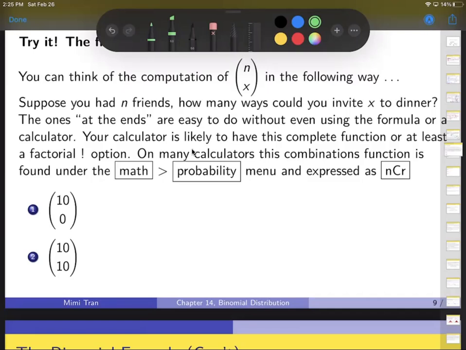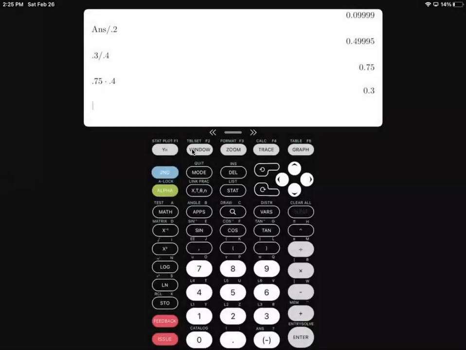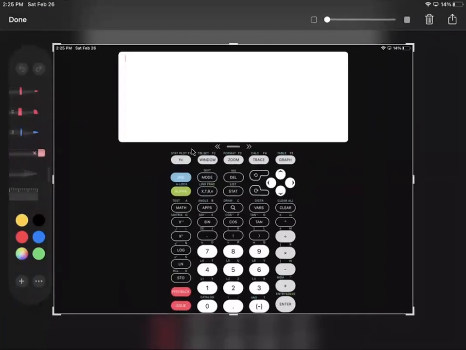Maybe I can show here. Maybe I can right here. Let me clear all this. All right, the math button is right here. That's the math button. And then next, once you have math, you're going to go to probability.